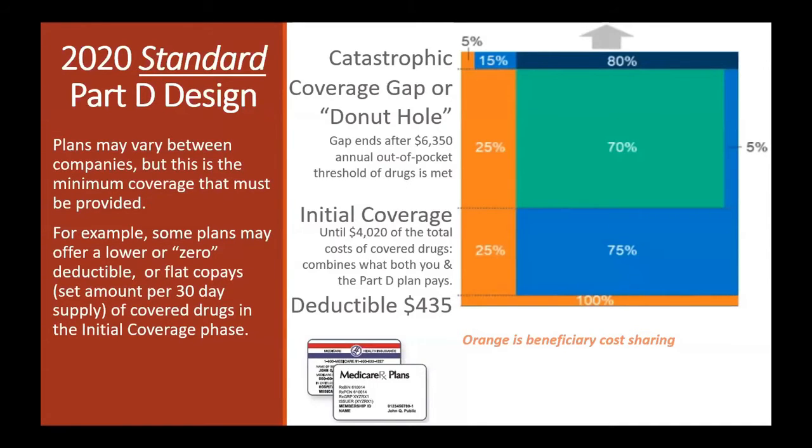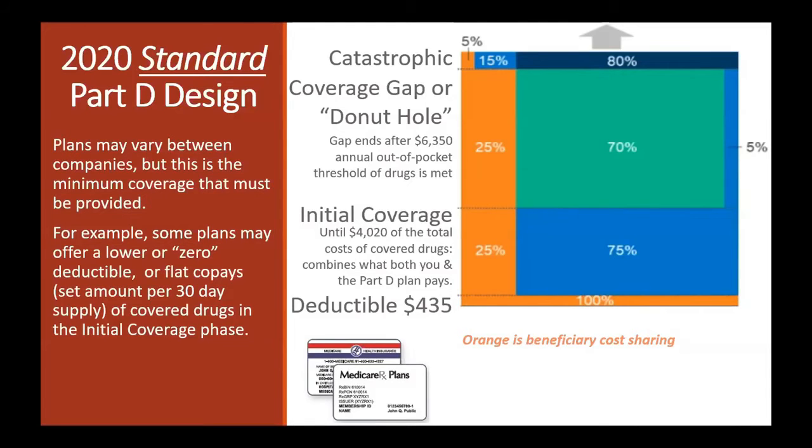For example, some plans may have a lower or a zero deductible or flat copays. A copay is a flat amount you would pay on a 30-day supply of medicine or of covered meds in the initial coverage phase. At the bottom is just the Medicare Rx symbol, what it looks like on a Medicare Part D ID card. But let's look at this colorful grid here.